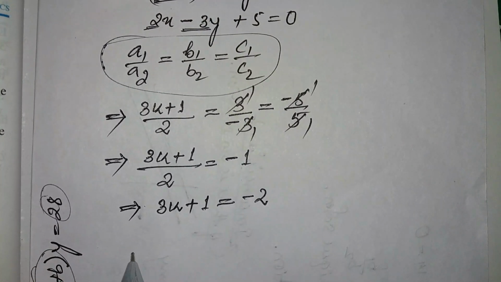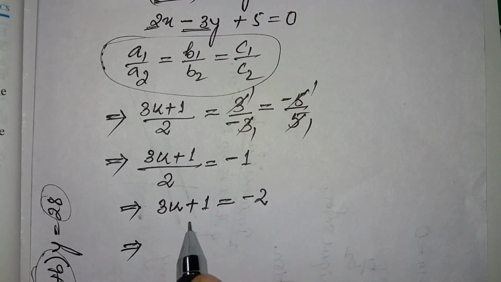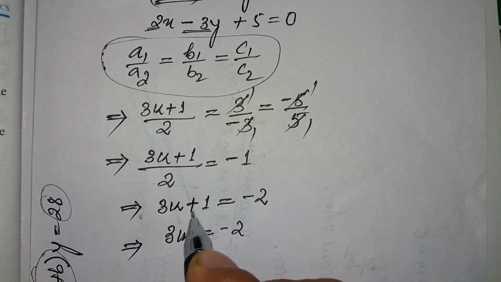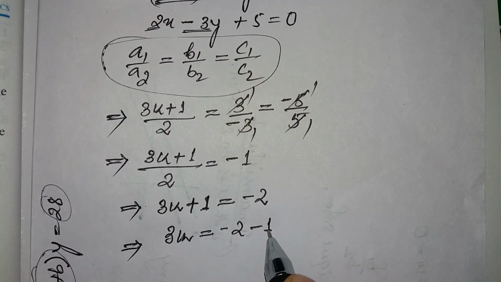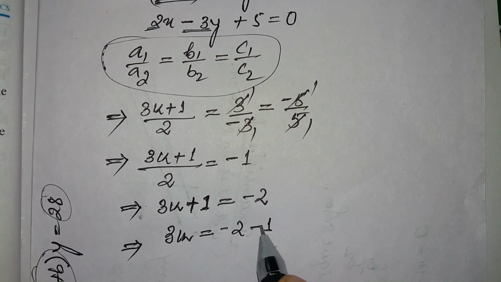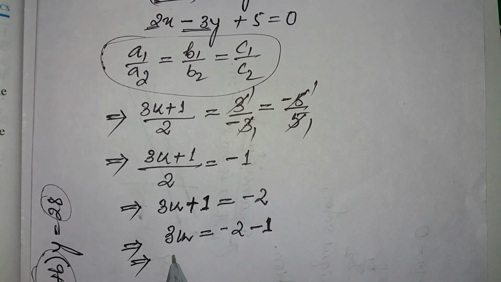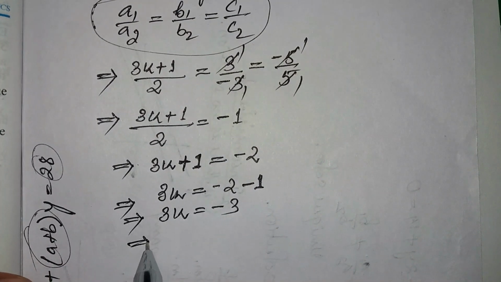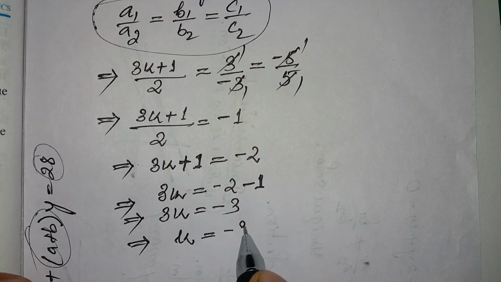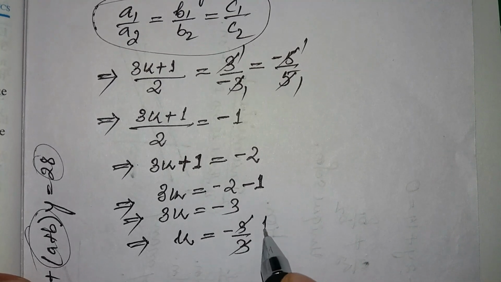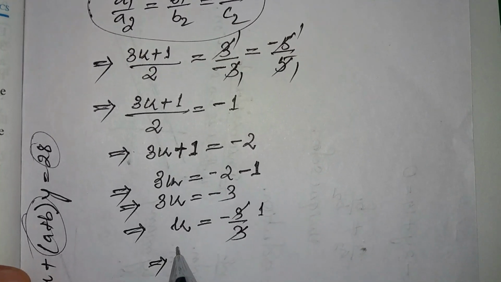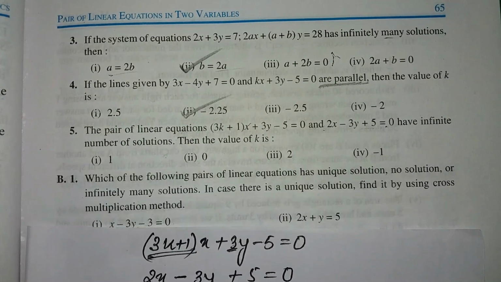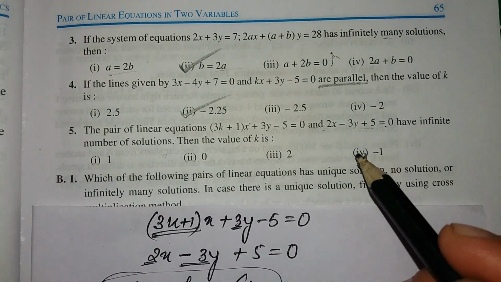So now you have 3k is equal to minus 2. Now you transpose the plus 1 to the right hand side, so you get minus 1, and then you get 3k is equal to minus 3. Now if you divide both sides by 3, you get k is equal to minus 3 by 3, which is minus 1. So the value of k is minus 1. So the right answer is the fourth option.